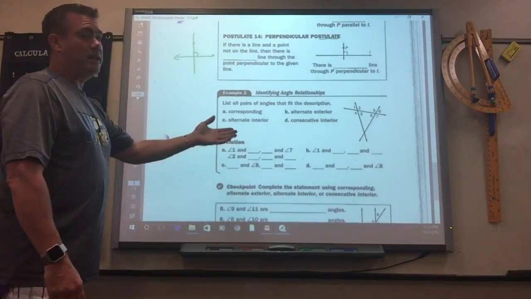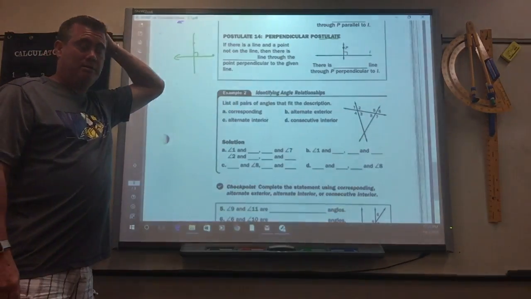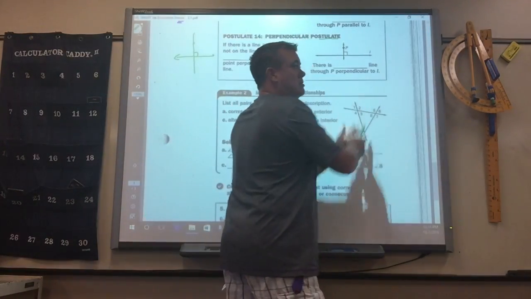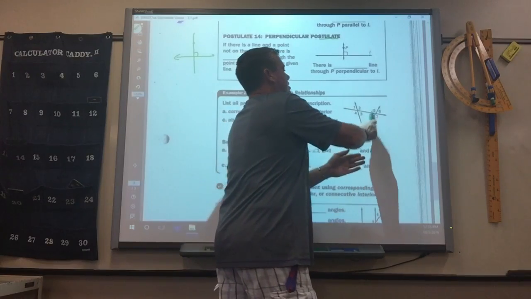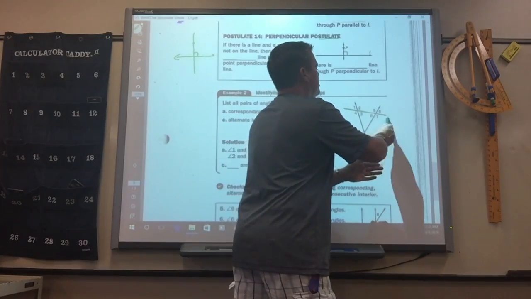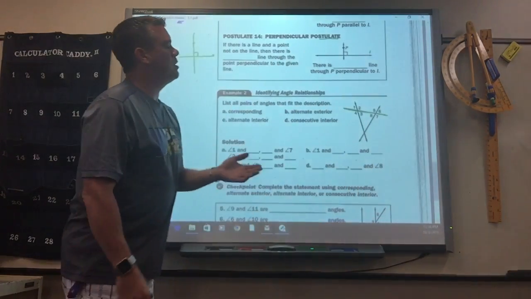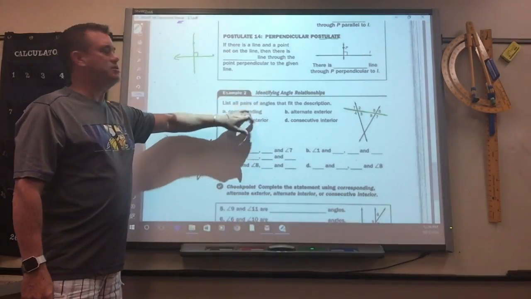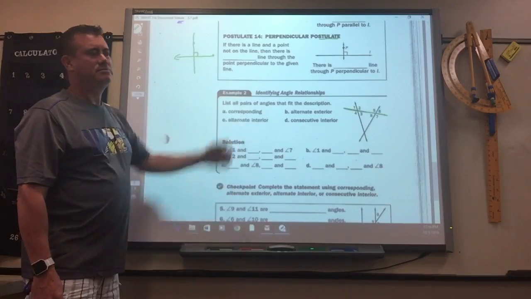Now this is like what we went through on Friday. You notice the lines aren't parallel, but they still got 4 angles here and 4 angles here. This is the transversal. So even though they're not parallel, you can still call them corresponding, alternate interior. The difference is they won't be congruent to each other.